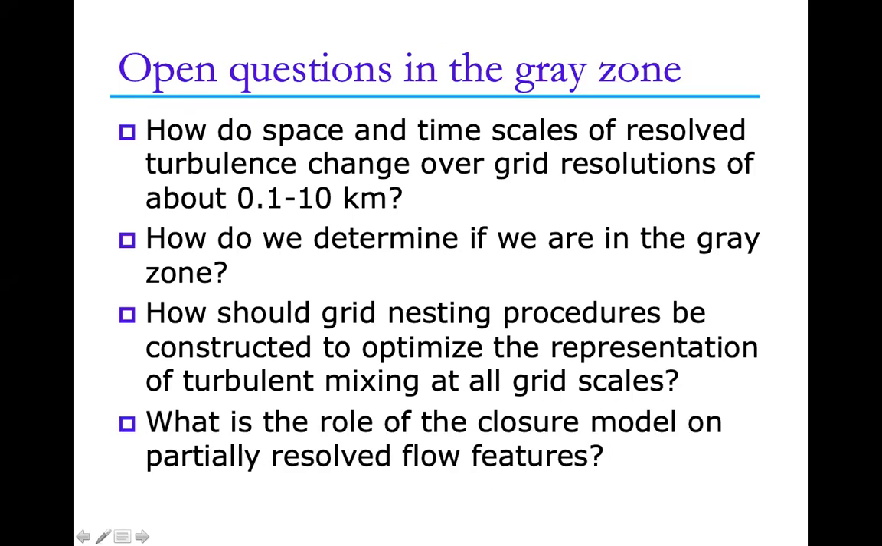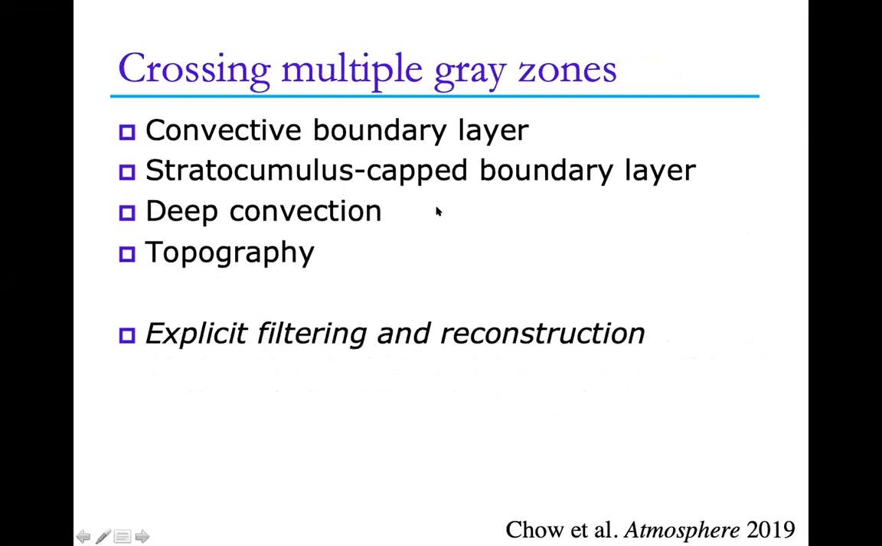And finally, what is the role of the turbulence closure model in representing these features when they're partially resolved? I'm going to go through a few examples of different gray zones. The first one, which I'll spend a lot of time on, is the convective boundary layer. Then I'll show you examples with a stratocumulus-capped boundary layer, a quick example of deep convection, and at the end, talk about topography. The first three are going to be connected by talking about the turbulence closure model.